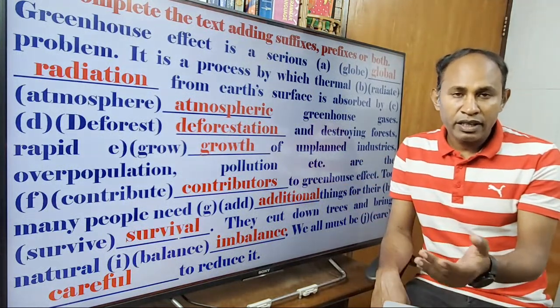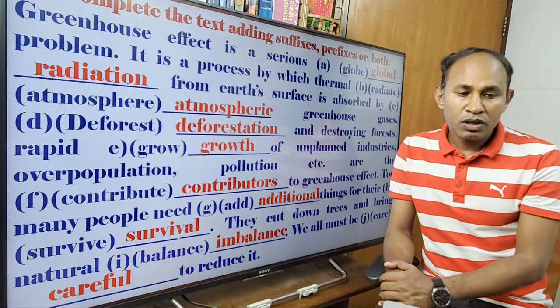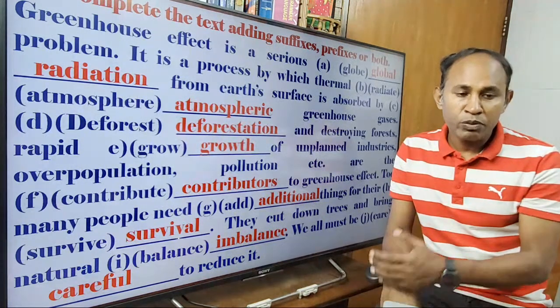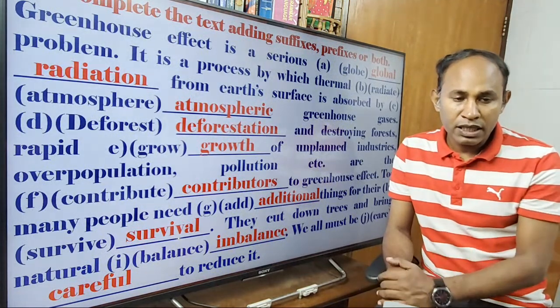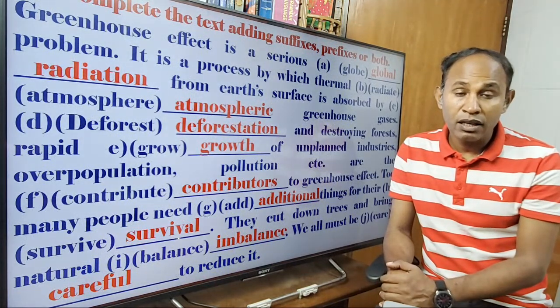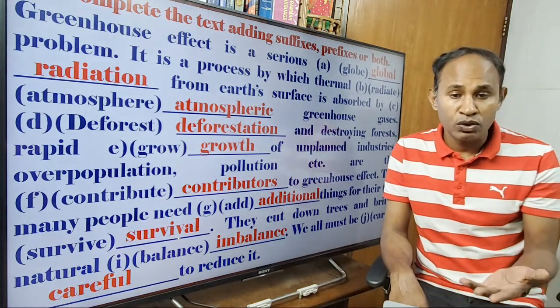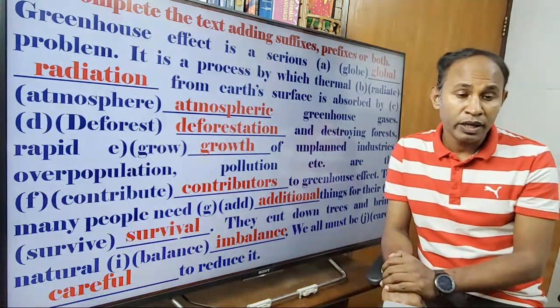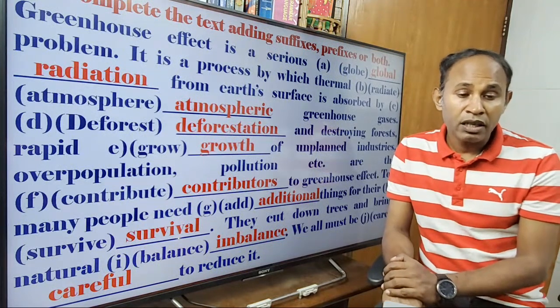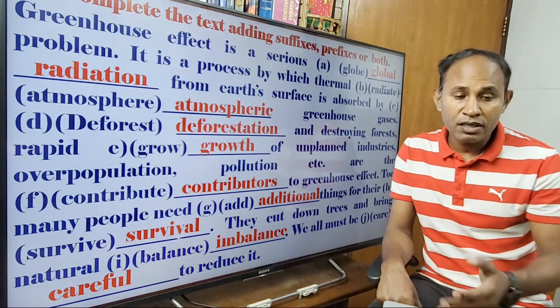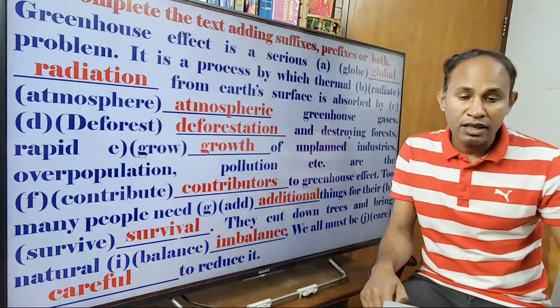Radiation comes from radiate, and atmospheric from atmosphere. Deforest is a verb; deforestation is the noun. Growth, contribute, contributors. But contribution can often be plural, so in that case if you write contributions, your answer will not be correct. Add, additional; survive, survival; balance, imbalance.